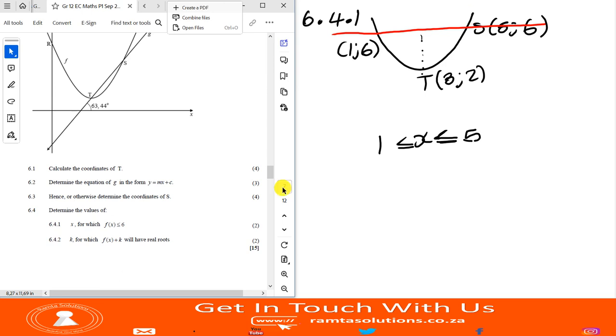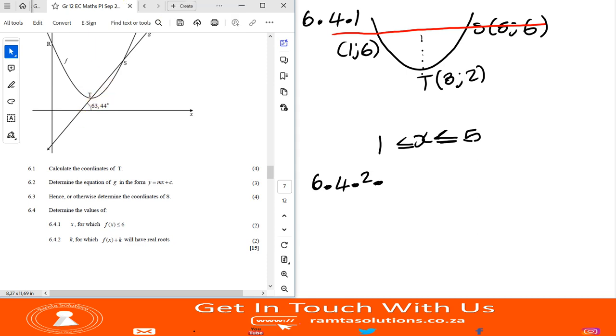Okay. Now, 6.4.2. For which values of k will f of x plus k have real roots? Now, I need you guys to understand something. You see, when you look at this function here, it has unreal roots because you can't find the x-intercept. But here what they're saying is, when can we expect it to have real roots?